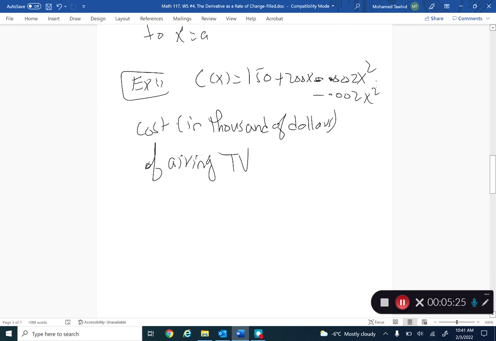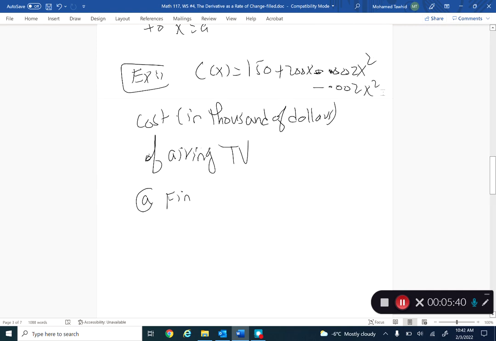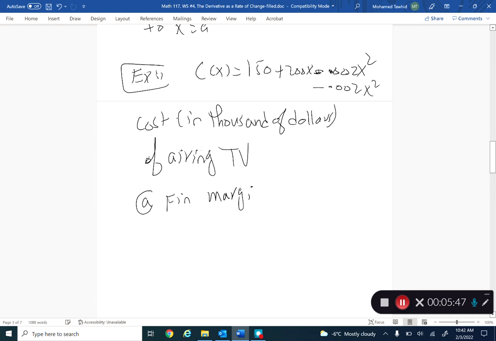I need to get what here, guys? What is the question A? I have to write so that is kind of TV commercial, and the cost function in dollars of airing TV is given by this function. That is what I gave to you. What is the question A? Find the marginal cost, right? And B, they ask you to find the average cost. I'm going to explain both of them here.